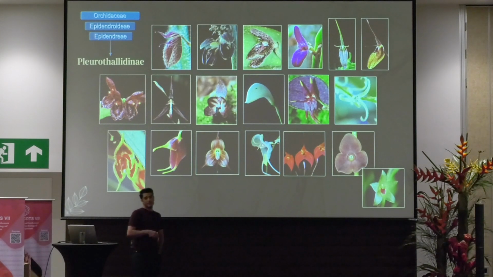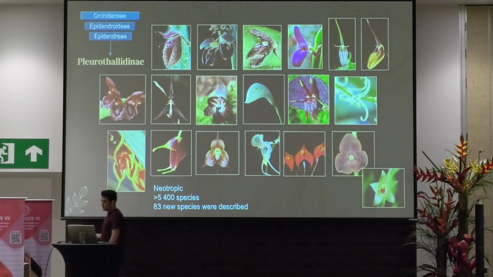I think that the subtribe doesn't need a large introduction since you are very familiar with it, but it's a megadiverse group of orchids, and there are more than 5,000 species found in the neotropics. And just in the last year, 83 new species were described for this group of orchids.